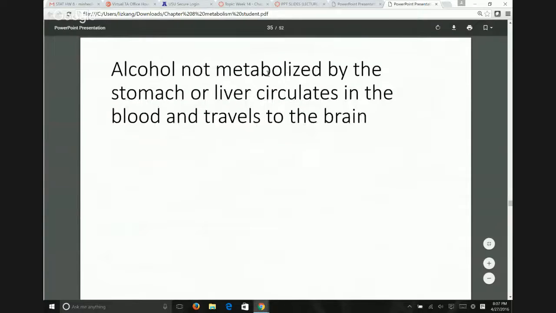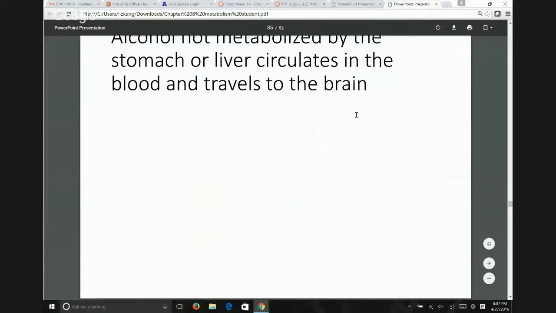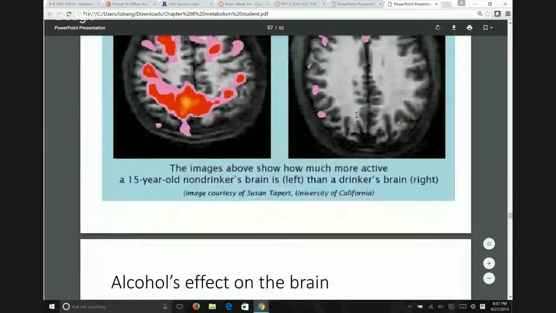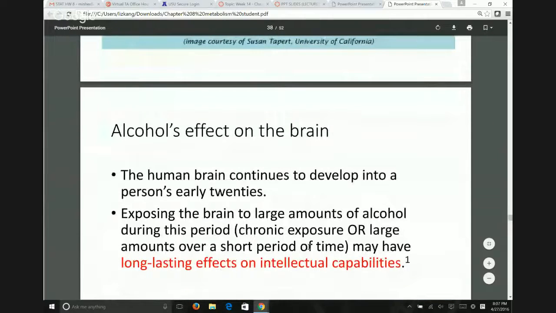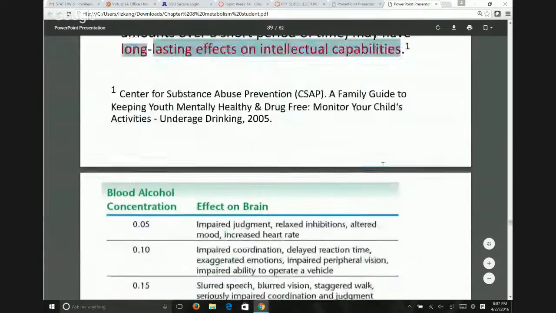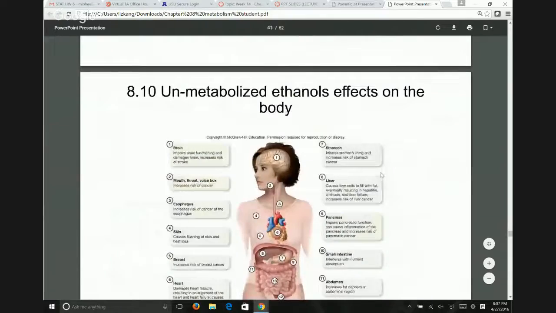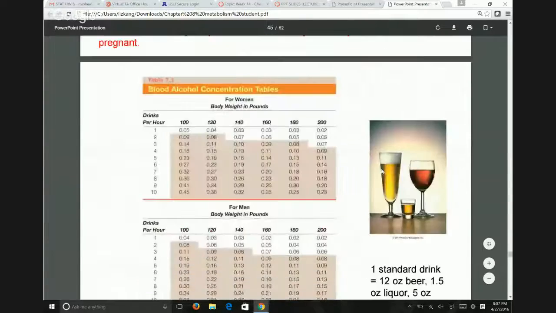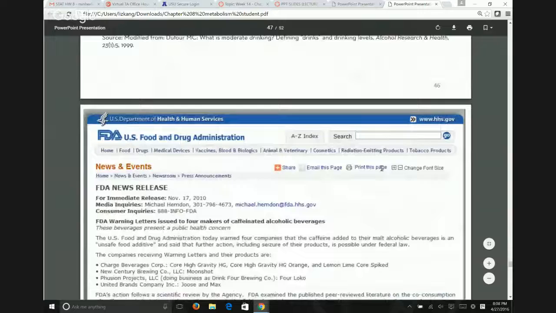Alcohol not metabolized by the stomach or liver circulates in the blood and travels to the brain, and that's why sometimes people don't remember what happened after they drink way too much alcohol. And if we do that chronically, for a long period of time, it can damage the brain, right? Okay, I think that's all she covered in the class. I don't think she covered this in the class yet, so hopefully she'll do that tomorrow.